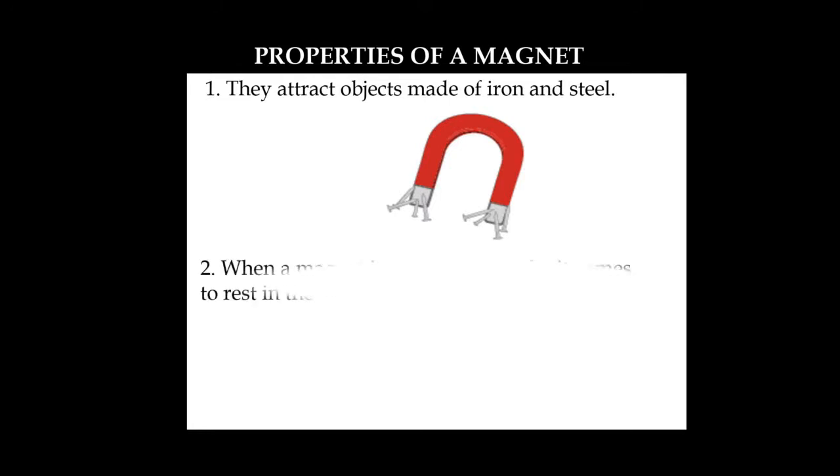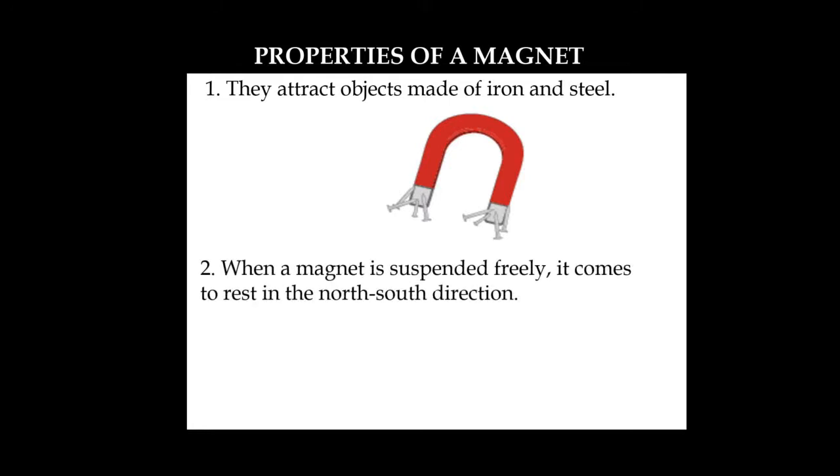Then, when a magnet is suspended freely, it comes to rest in the north-south direction. So if we can suspend a magnet freely, that means if it can move freely, at that time the magnet always shows a particular direction, that is north and south. So these are the two properties of magnet.